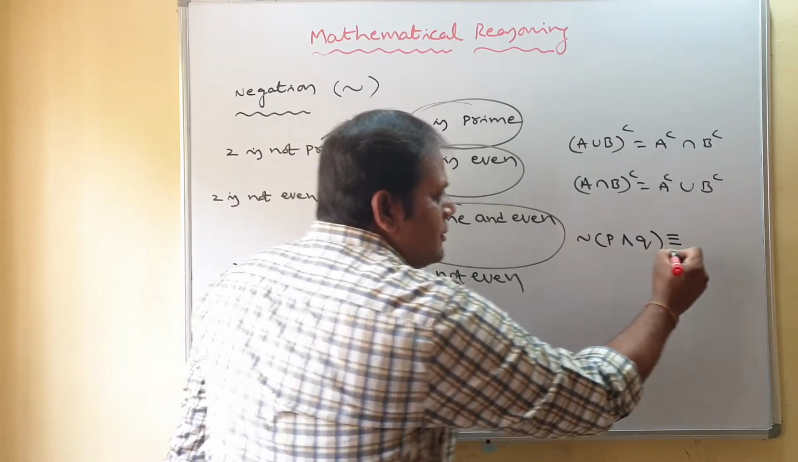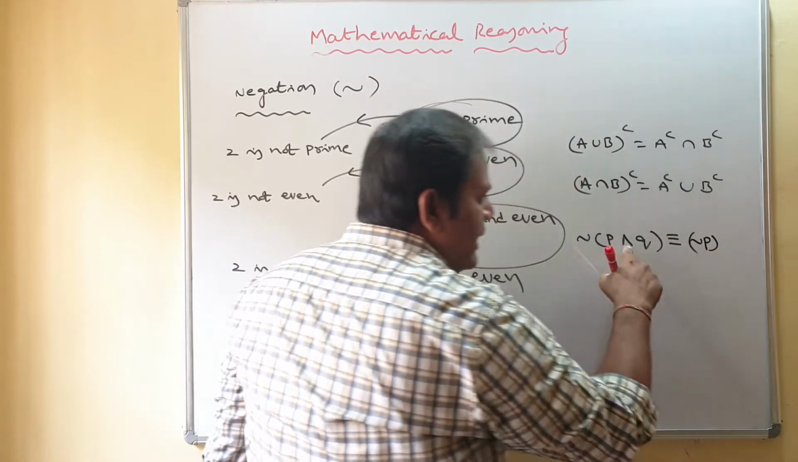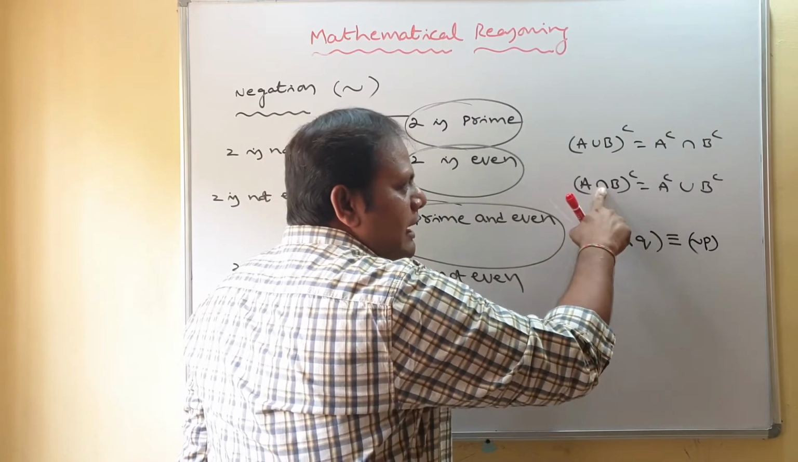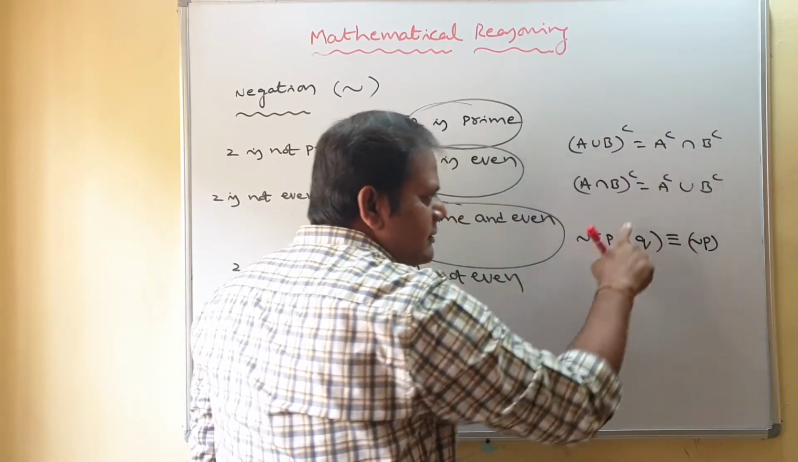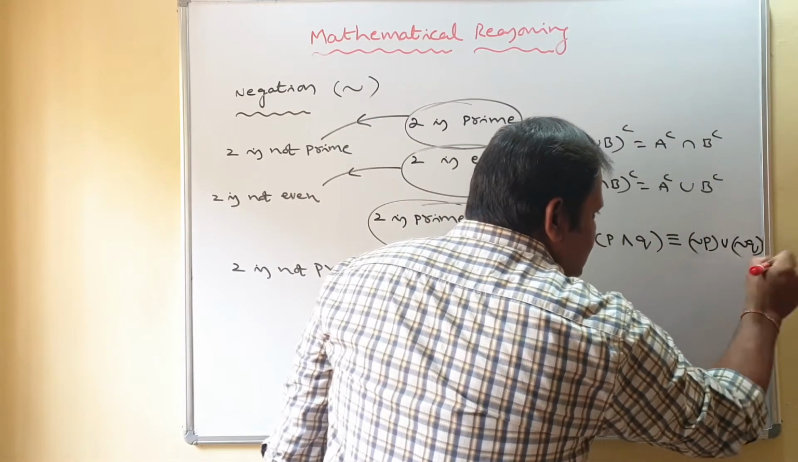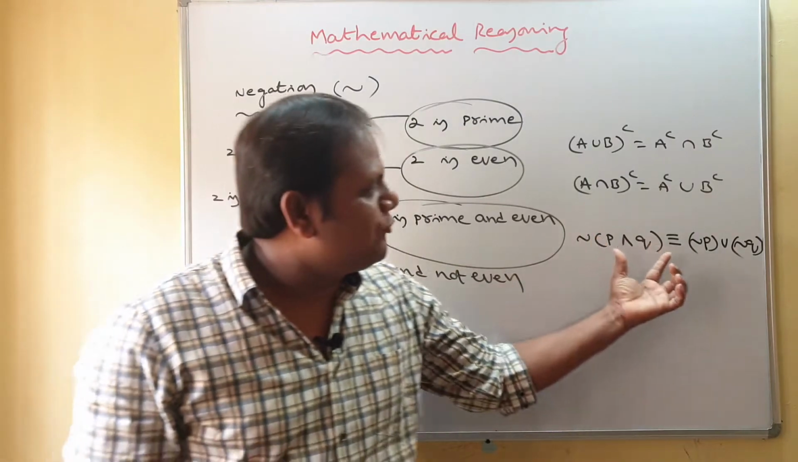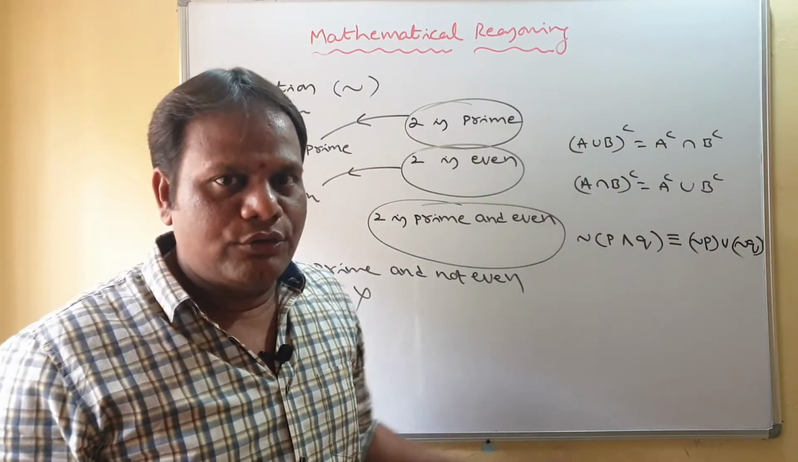So here P complement, that is negation P, and becomes what? And becomes OR. OR becomes and, is it? So and becomes OR, negation Q, is it? So negation of P and Q is what? Negation P or negation Q, don't confuse.